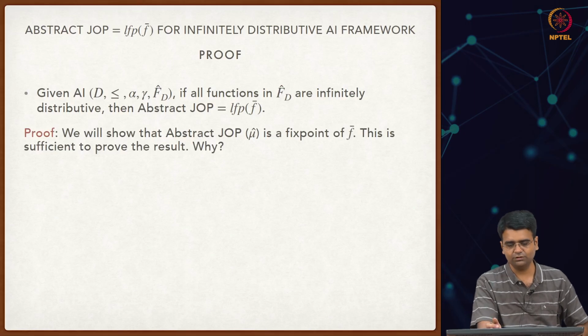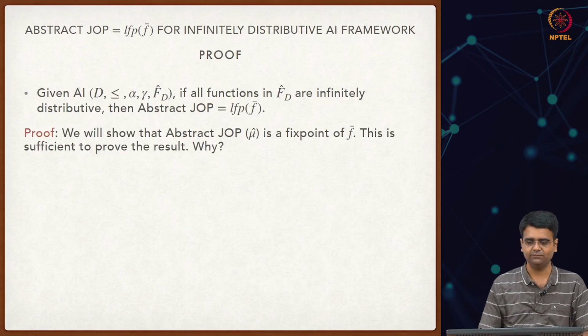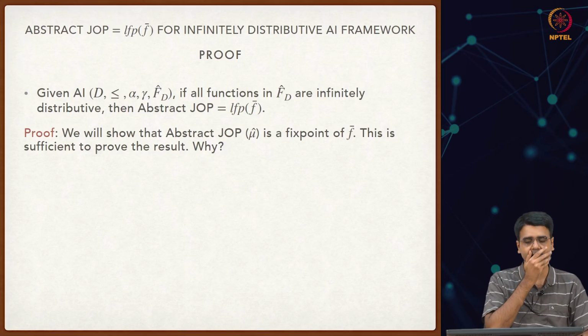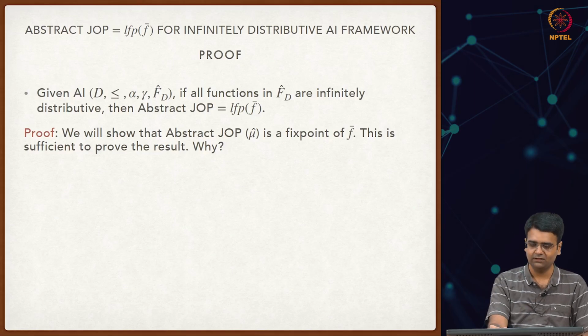The way we will show this is we are going to show that this abstract GOP is going to be a fixed point of the function f bar itself, and this is sufficient to prove the result. Okay, so why is that the case?